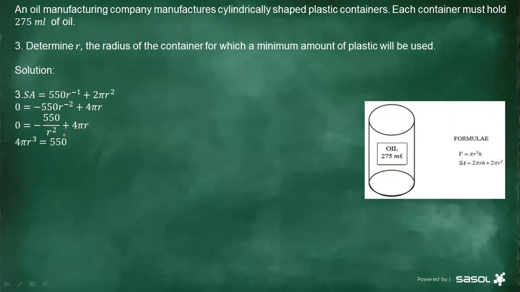Then you obtain this, and you transpose this one to the other side. Because we are looking for r, you are going to divide by 4 pi. Let's do that, and this is what we did. We divide by 4 pi, and because we are in need of r, we have to get rid of this exponent 3 by putting the cube root on both sides. Then our answer is going to be 4 centimeters. That is the radius of this cylindrical shape.